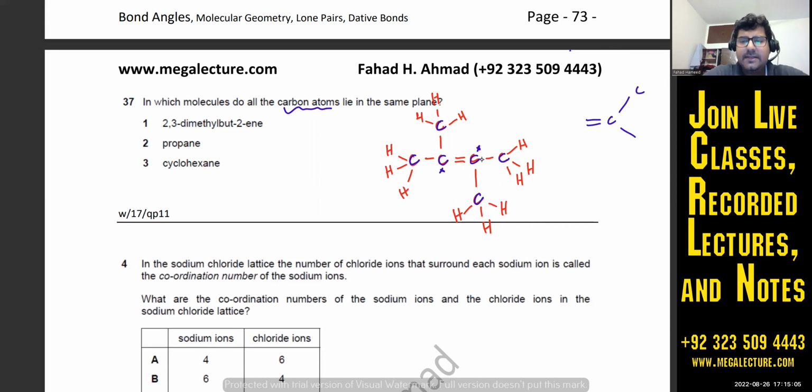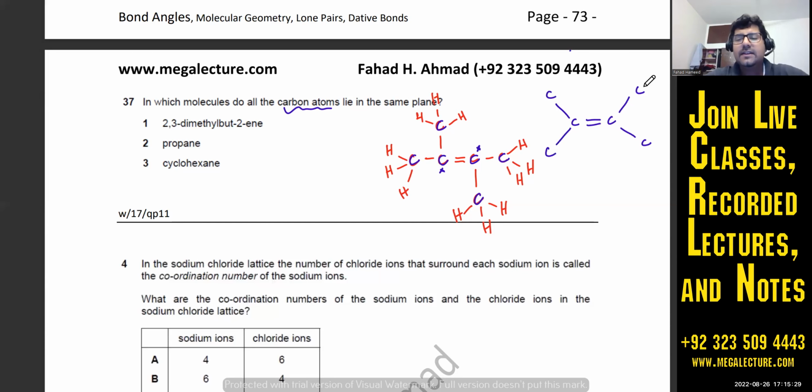So that's one carbon atom, that's another carbon atom, right? So its two neighbouring carbon atoms will be at a 120 degree angle. The other one is also exactly the same. It's 3 pairs of bonds. So they're all trigonal planar, and this one is also trigonal planar.